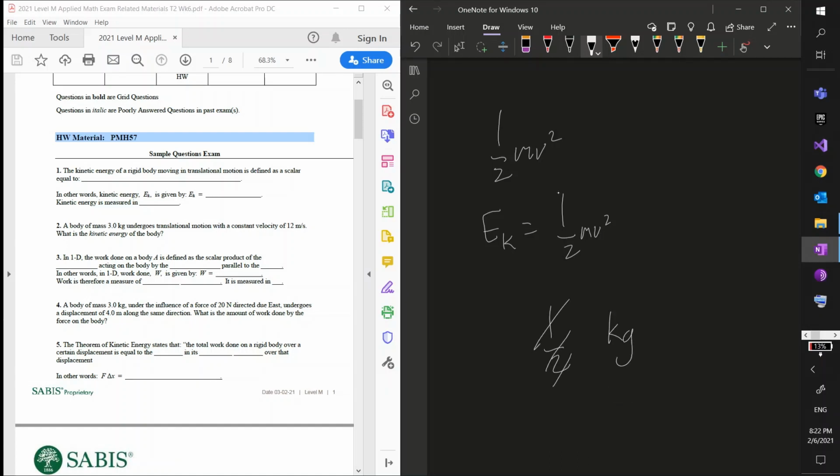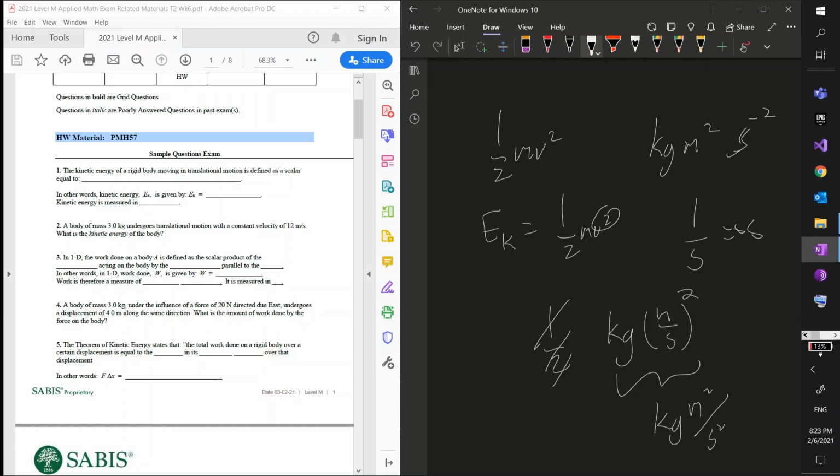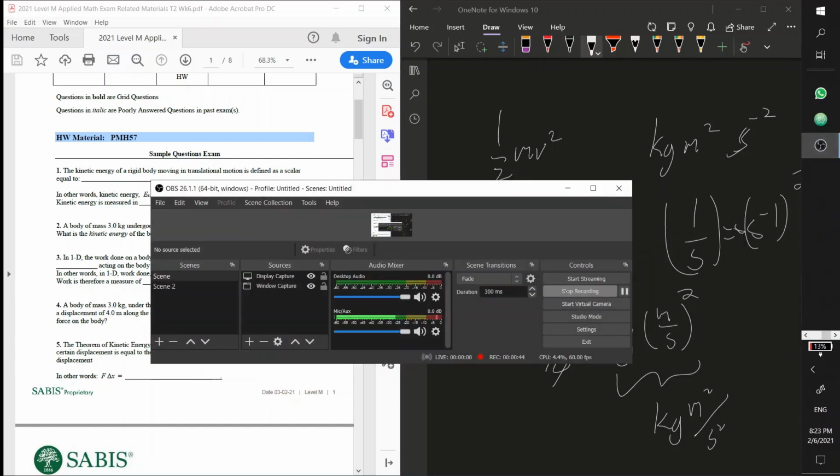Mass is kilograms, velocity is meters per second, and it's squared, so you put squared. In other words, kilograms meters squared over second squared. Or if you want, kilograms meters squared, second to the power of minus 2. Because 1 over second is second to the minus 1, and if you square it, you square it.